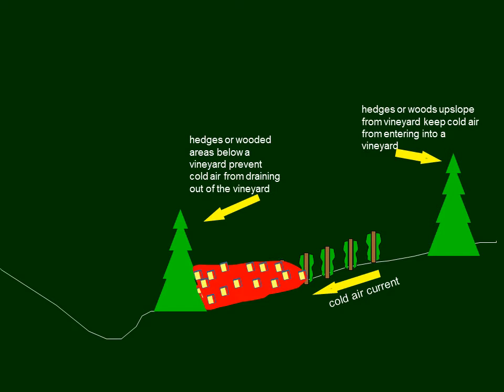Well, if we have a hedge or woods upslope, it will also act as a dam, and it'll keep the cold air that's coming down from the slope further up from the vineyard from going into the vineyard. So that's a good thing. We'd like to keep that cold air from entering the vineyard.